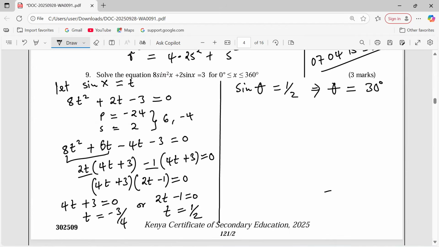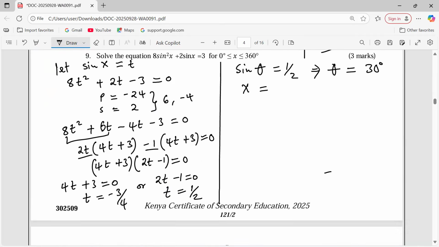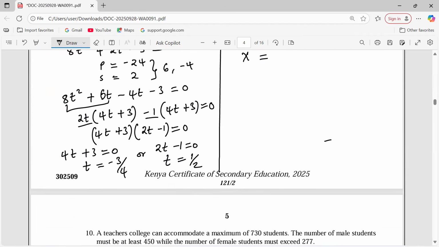Then now we say x shall be an angle of 30 degrees, but in the quadrants where signs are positive. Therefore, let me sketch what we call the unit circle here. Yeah, the unit circle. So this is the unit circle. We can give the 4 quadrants.